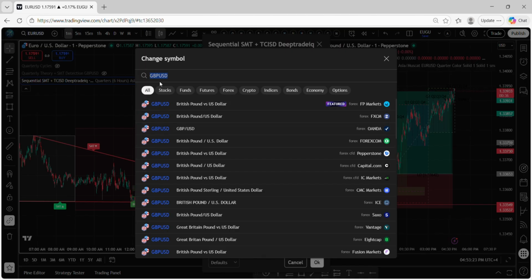You see one correlated pair. Which one do we pick? That is GBP USD. You can also check with DXY, with gold, with any type of pair you want. If you think this is a correlation of euro and you can check it with this pair, you can, but I prefer GBP USD and DXY.